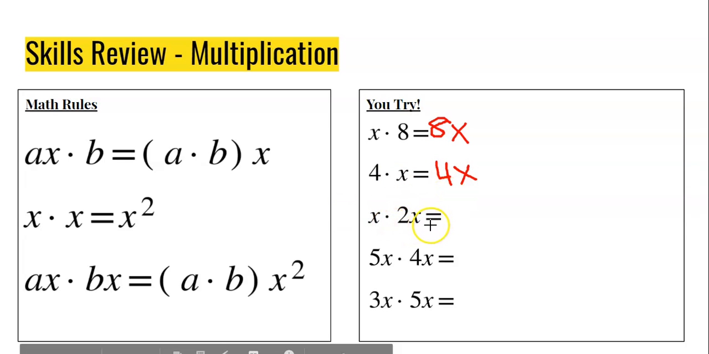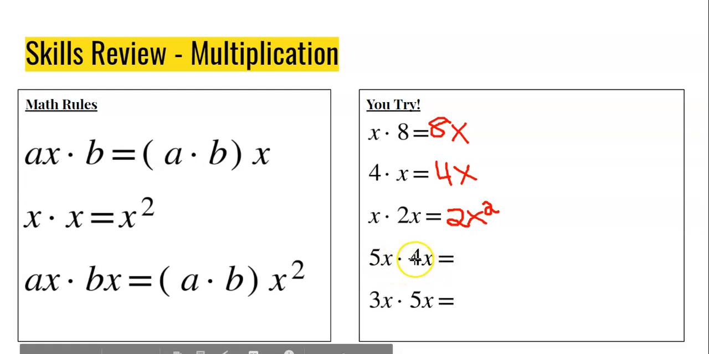Going on to the next one, we're going to do number by number. Once again, since we only have one number, we're going to keep that number. And since we have two variables, we can multiply these. So we can do x times x, which we know is x squared. So this should give me 2x squared. So now you try the next one.